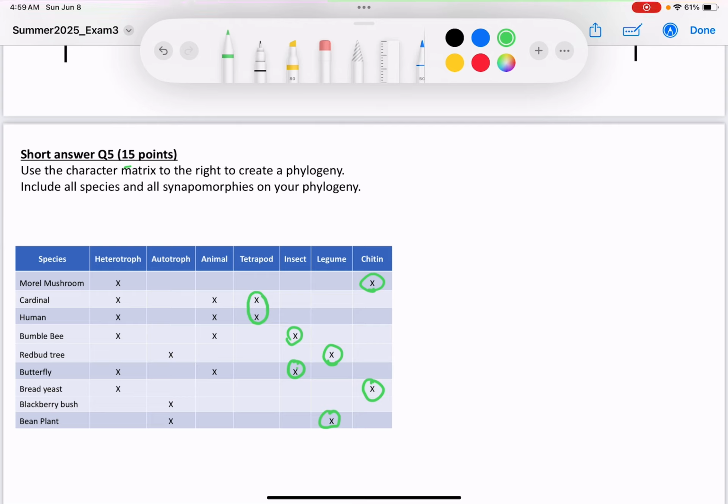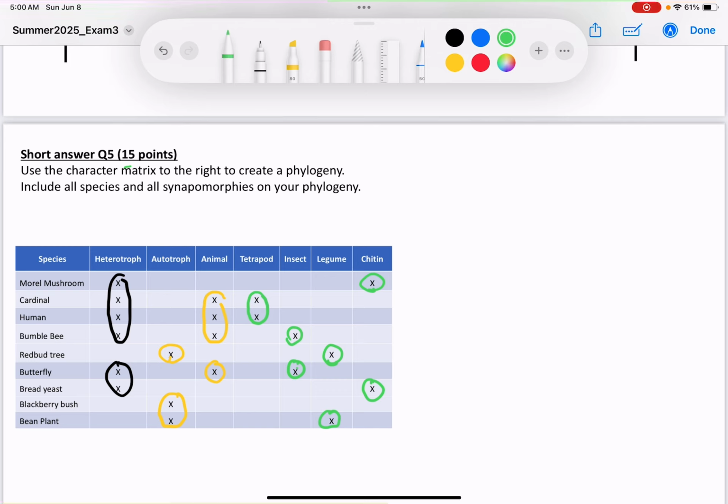All right, so the next thing I want to look at is to see if there's anything that groups three of them together. So I'm just going to change my pen color just so that I can kind of see what is going together. So I have the redbud tree, the blackberry, and the bean are autotrophs. And then I have the cardinal, the human, the bee, and the butterfly are all animals. And then I've got some heterotrophs here too. And that doesn't really tell me a lot because that's just like the opposite of the autotrophs. Okay, but maybe it'll help me group two groups together.